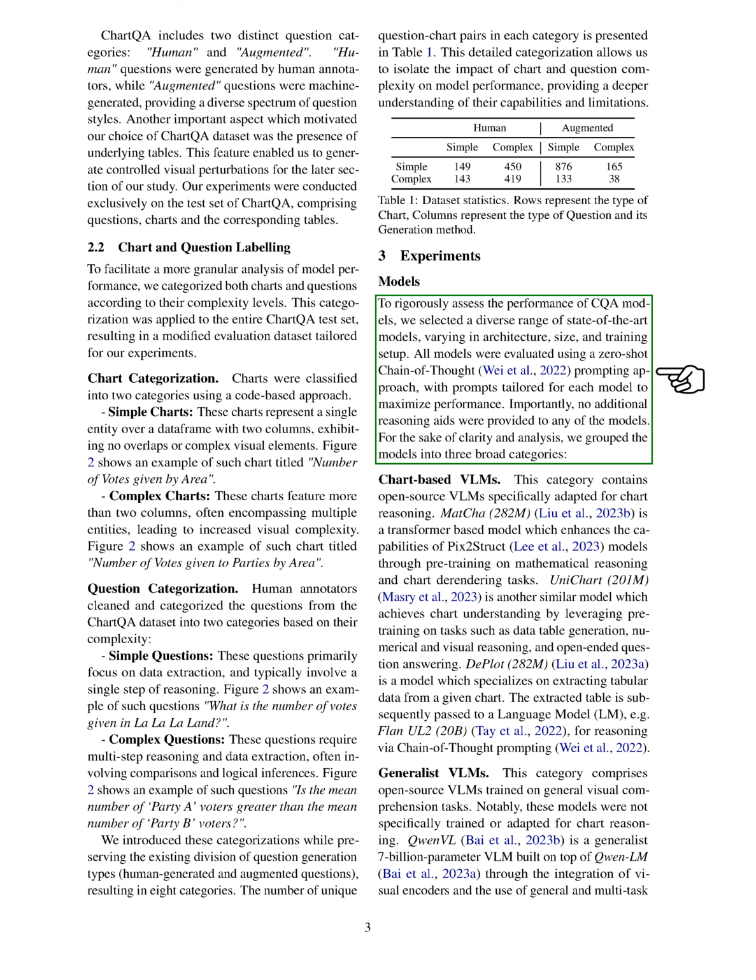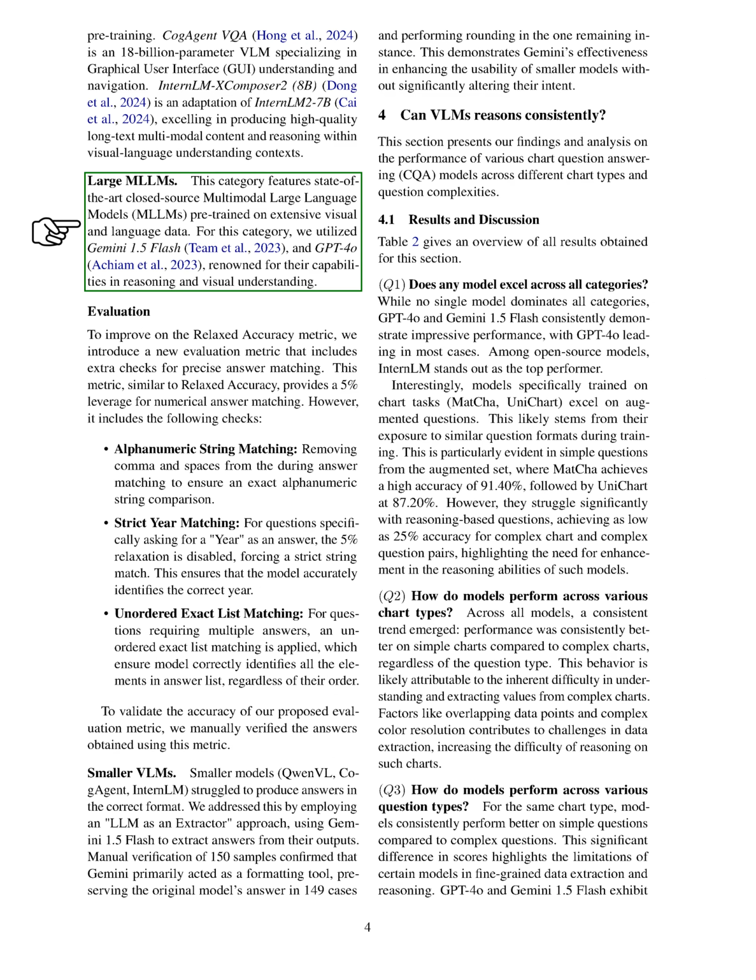The models were divided into three categories: chart-based VLMs, generalist VLMs, and large MLLMs. Chart-based VLMs like Matcha, Unichart, and Diplot were specifically designed for chart reasoning tasks. Generalist VLMs such as QwenVL and CogAgent VQA focused on general visual comprehension tasks, while large MLLMs like Gemini 1.5 Flash and GPT-4o excelled in reasoning and visual understanding.